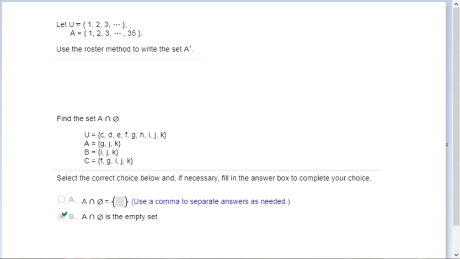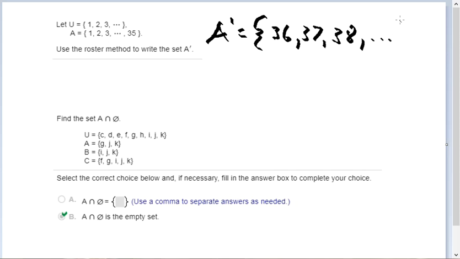So if you look at the set U, it's 1, 2, 3, and it continues on to infinity. And here, set A is 1, 2, 3, and continues on to just 35. So A's complement, and notice that we have here A with the apostrophe sign like this, is going to be equal to the set where we start on the next number, which would be 36, and then 37, and then 38, and then we could keep doing this forever and ever, so dot, dot, dot, and then we'll close it right there. So that's what the complement would look like.